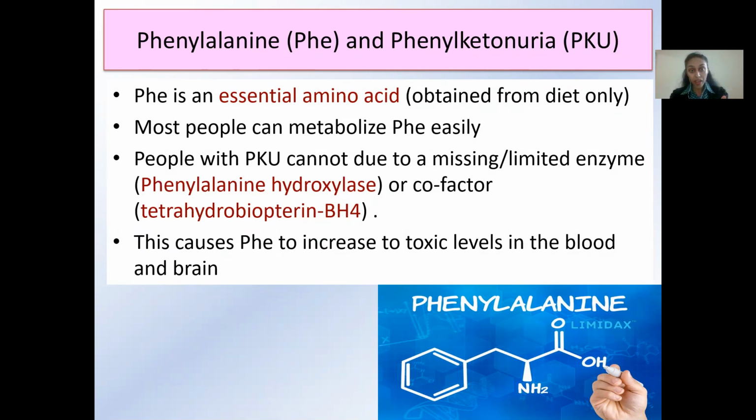Now, which enzyme and cofactor are related to PKU? The enzyme being phenylalanine hydroxylase and the cofactor being tetrahydrobiopterin, which is also called BH4. I'll be talking about both of these, the enzyme and cofactor, in the coming slides. So basically, when you have a limitation of the enzyme or cofactor, or if it is completely missing, then what happens? Then the blood Phe level increases. It increases to such an extent where it crosses the blood-brain barrier, meaning high Phe level in your brain, which causes neurotoxicity. What are the signs and symptoms of PKU? We'll also be going over that.